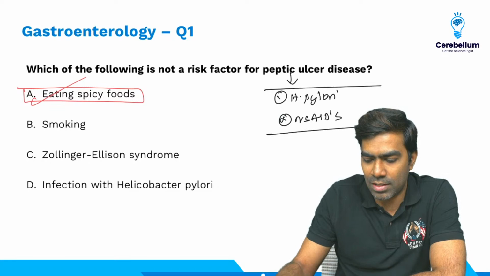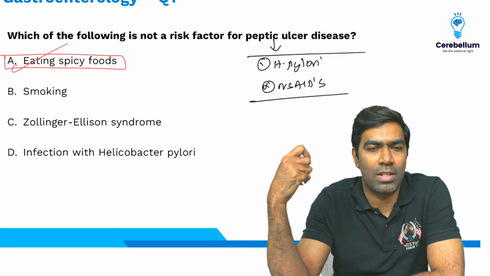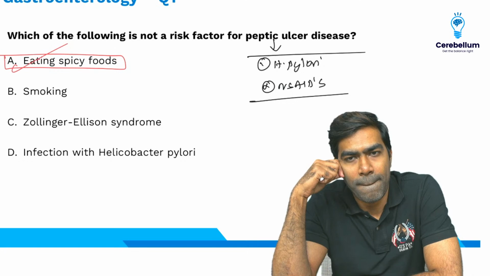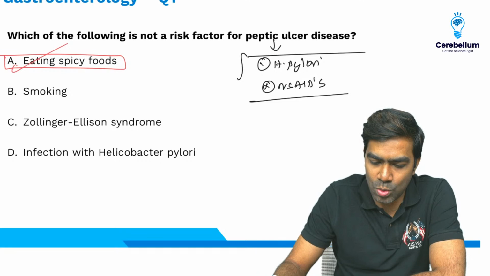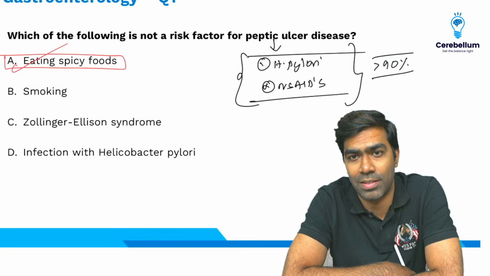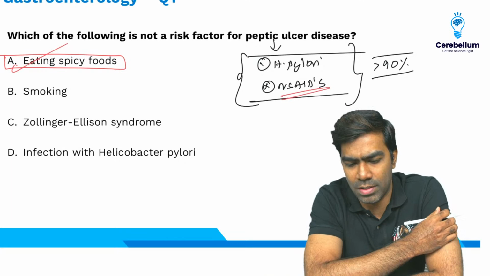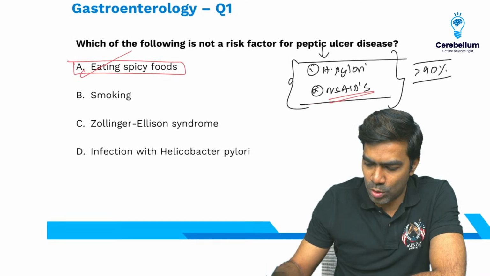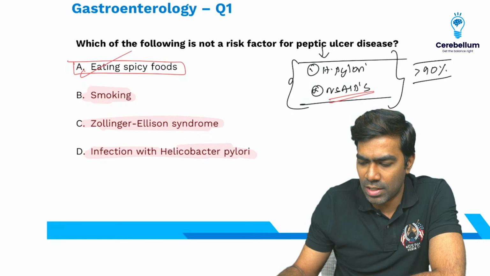There are plenty of other reasons. Smoking is there. Alcoholism is there. Zollinger-Ellison syndrome is there. There are so many reasons for development of peptic ulcer disease, but these two alone contribute to more than 90% of the cases in the community. In the elderly population especially, NSAIDs are a very important culprit. So smoking, definitely yes. Zollinger-Ellison syndrome, surely yes. Infection with H. pylori, yes. Everything is a risk factor for peptic ulcer disease, but not eating spicy food.